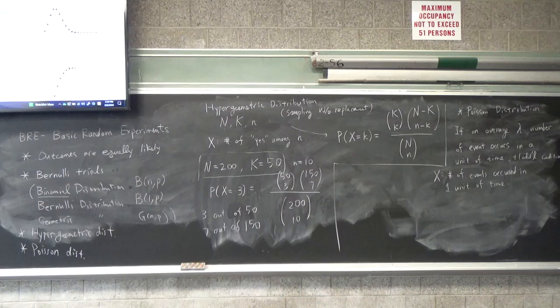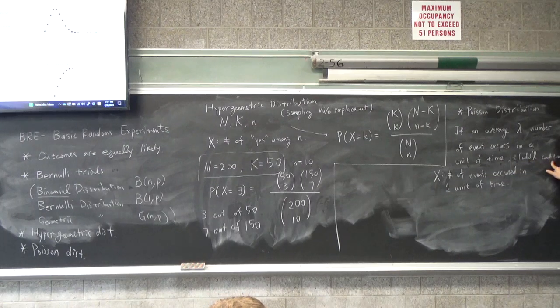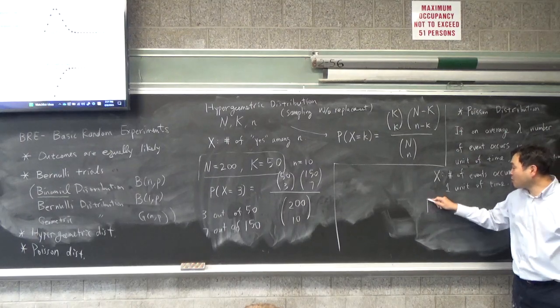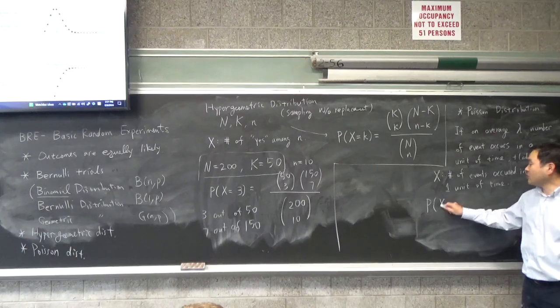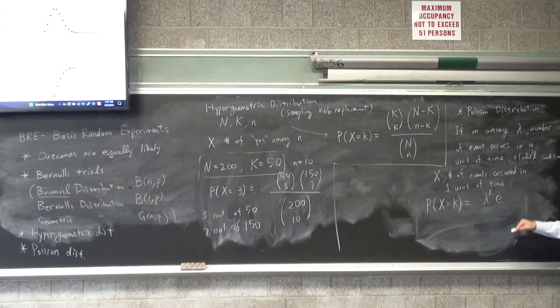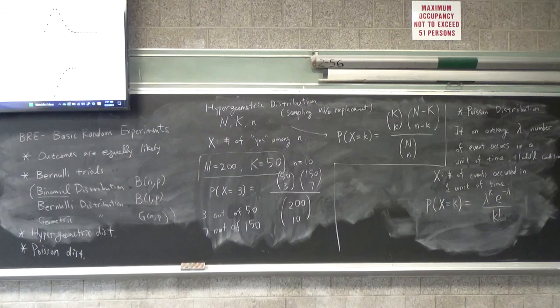So if on average lambda number of events occur in a unit of time, plus some additional conditions, which I don't want to say now, then we have this Poisson distribution, which says the probability of X equals exactly k is equal to lambda to the kth power, e to the negative lambda, divided by k factorial. Yes, that's right.